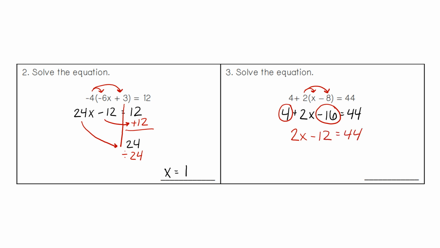To solve the actual equation, we work it backwards, meaning we do the opposite or the inverse, and our minus 12 becomes plus 12. The 44 plus 12 gives us a value of 56. And then our final step is to divide by 2. 56 divided by 2 gives us a final answer of 28.